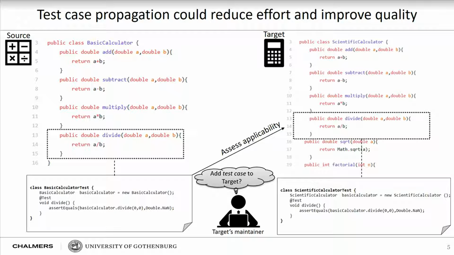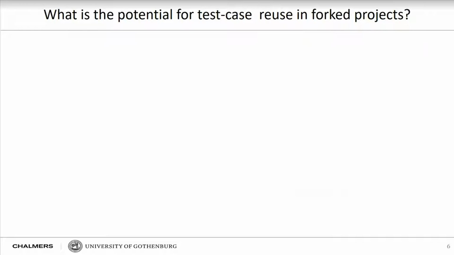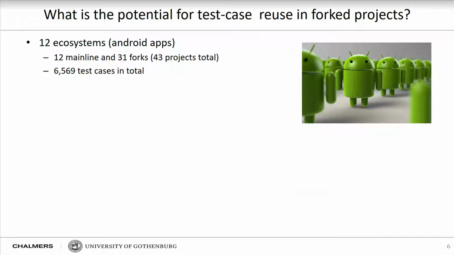But what is the potential for a technique such as this one? To answer that question, we analyzed 12 ecosystems from the Android ecosystem. And by ecosystem, we mean 12 groups of forked projects. So there are 12 mainline and 31 forks. In total, there were 43 projects. And these projects had 6,569 test cases in total.